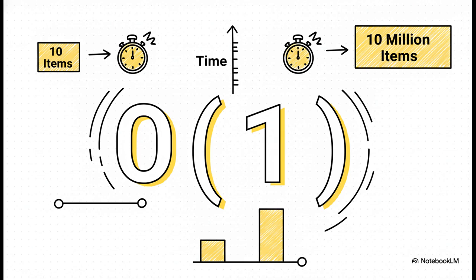What does that actually mean? It means that it doesn't matter how big our cache gets. It could have 10 things in it or 10 million things. The time it takes to find something or add something stays pretty much the same. It doesn't slow down as it gets bigger. That is an incredibly powerful guarantee.